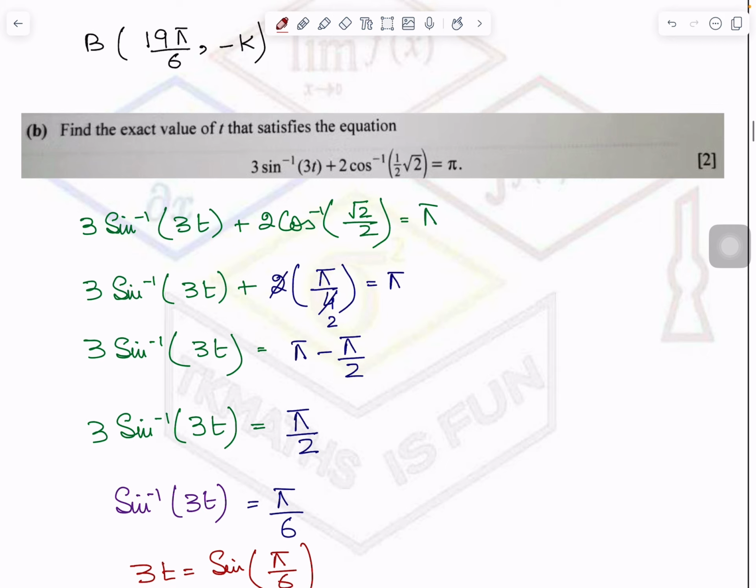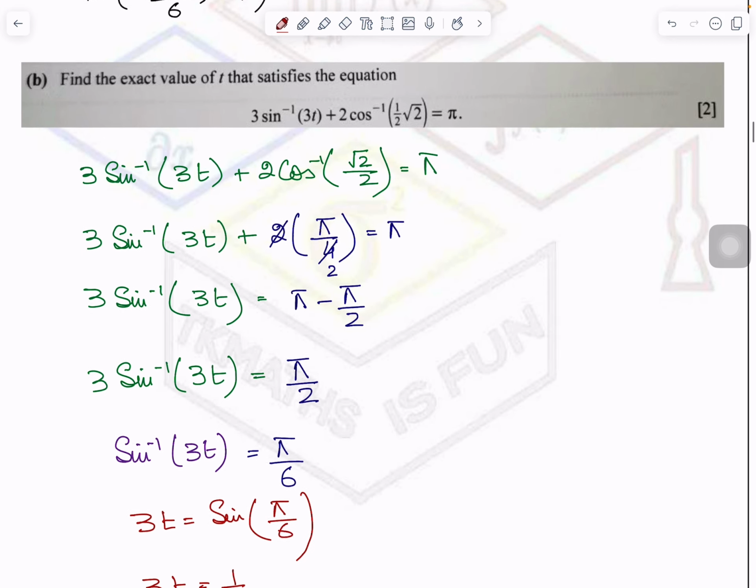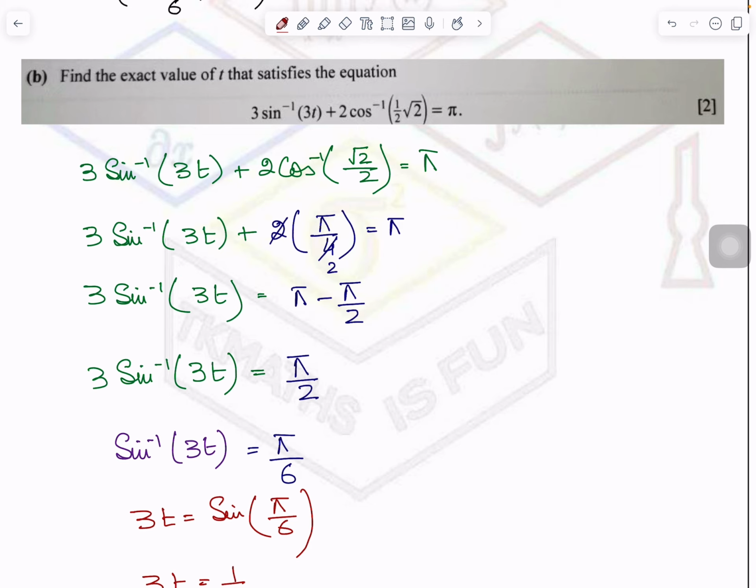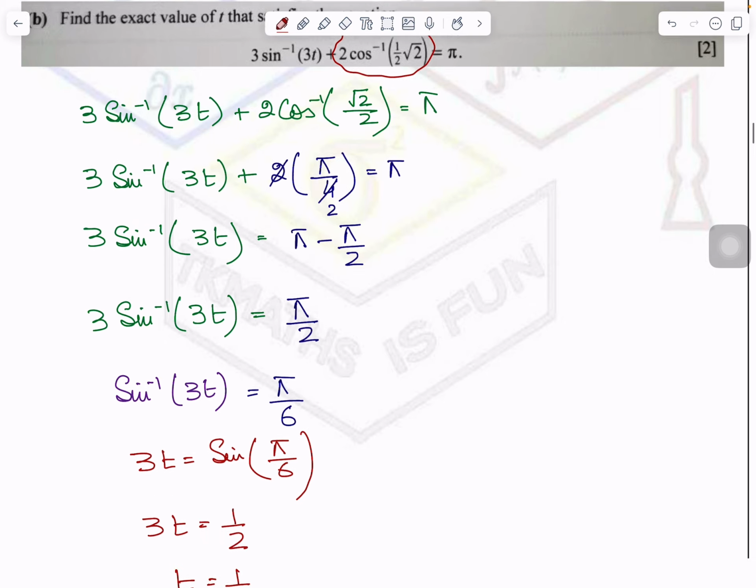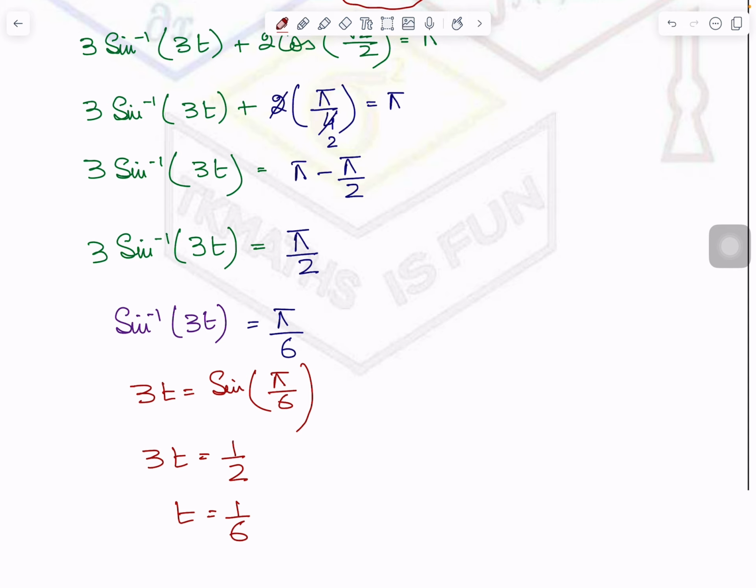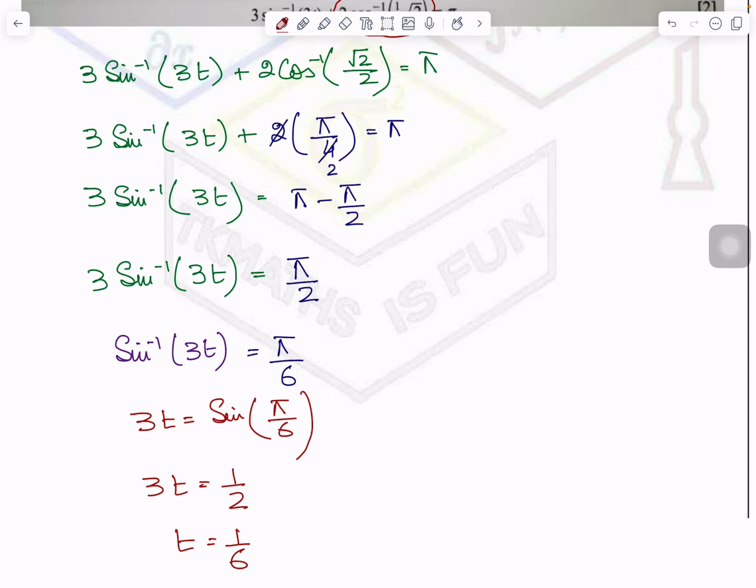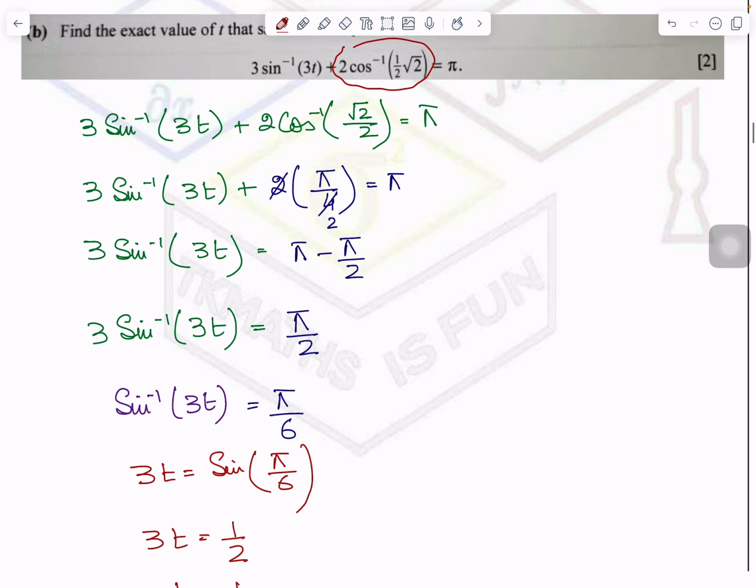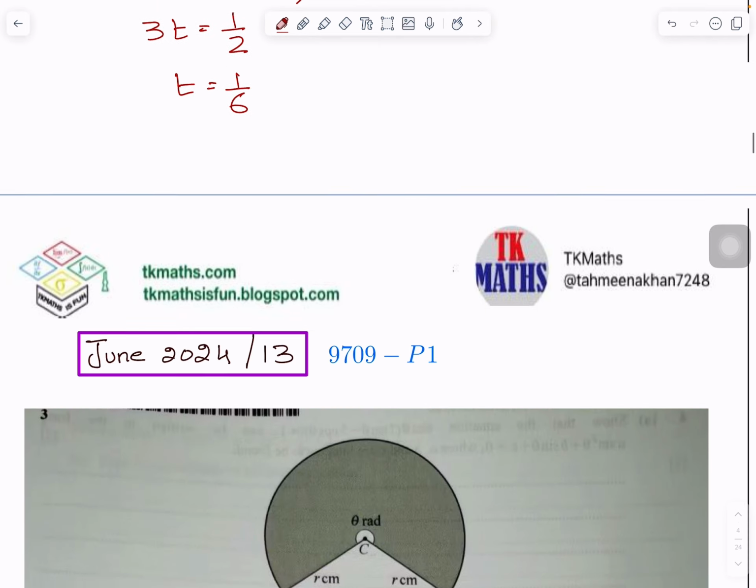Now in the next question, I have to find the exact value of t which satisfies the equation. This is a simple question. I'm simply applying the calculator, finding the answer and solving it. So there is no complication at all in this question. It looks complicated at first glance, but actually it is not.